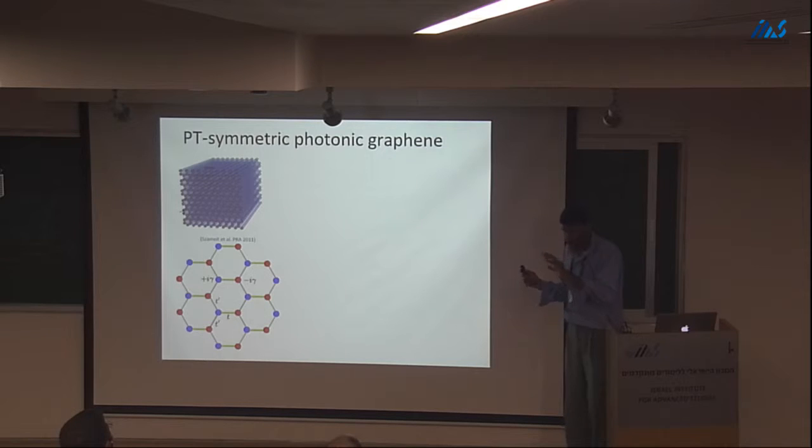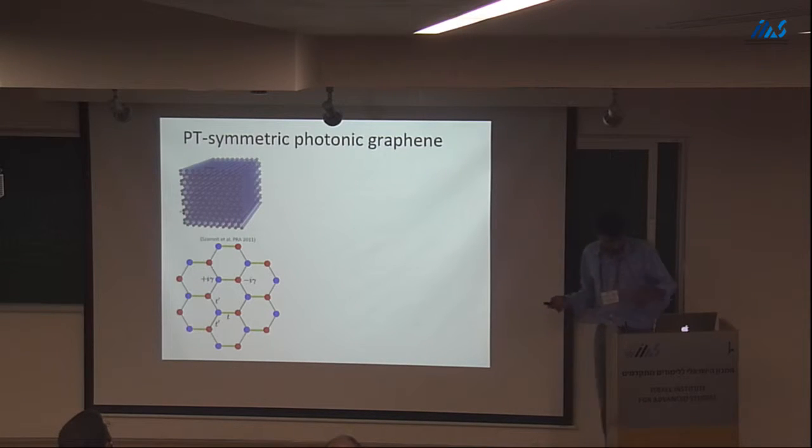So let me move on to the hexagonal lattice. Graphene, a carbon 2D structure, is a hexagonal lattice. Now in graphene we cannot change the lattice parameter, but if you use laser beams to create photonic graphene, that gives us more tunability. You can actually change the lattice parameter, which you cannot do in real materials or condensed matter.